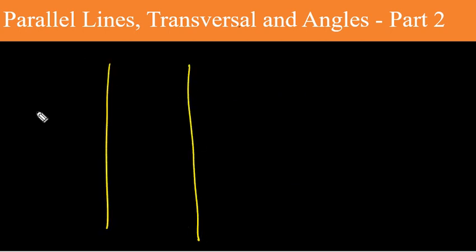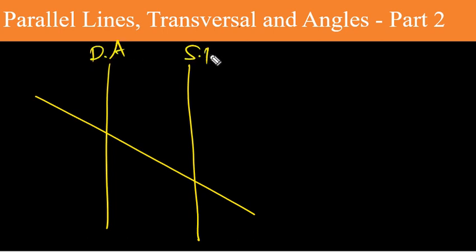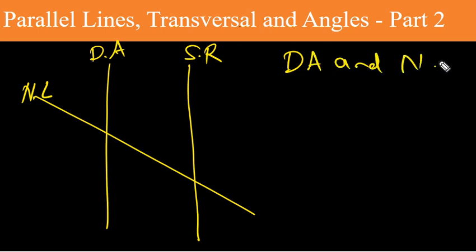So the first question we have: let's say you have two lanes and there is one lane. Let me just give some names. This is, let's say, Danish Avenue, and this is Straight Road, and this is Network Lane. Now what is the relationship between Danish Avenue and Network Lane? What is the relationship between these two?